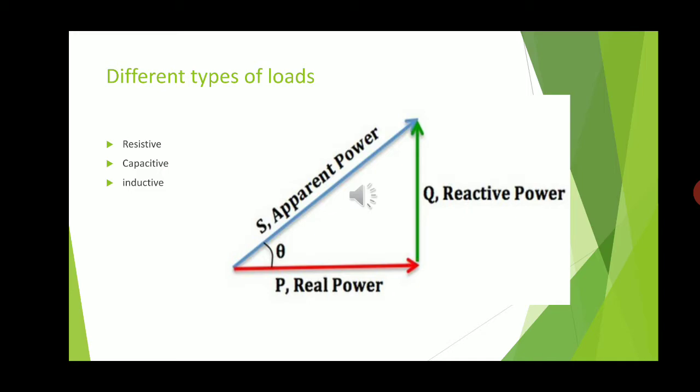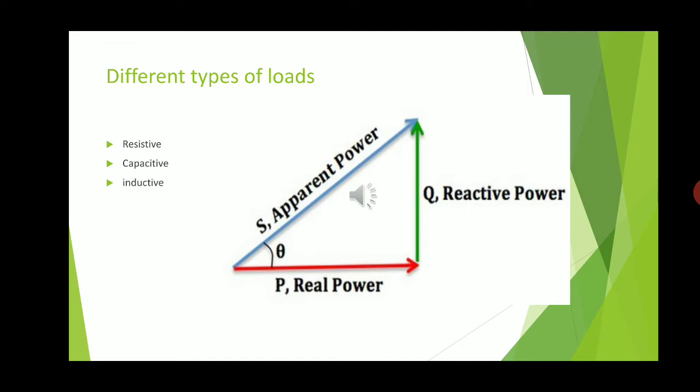Because the current phasor is leading, the power factor will always be leading. That means if you connect capacitance in parallel with the load, it will always increase the power factor. But this is opposite in the case of inductive. Why? Because it has a lagging power factor. Why does it have a lagging power factor? Because the current phasor is lagging the voltage phasor.